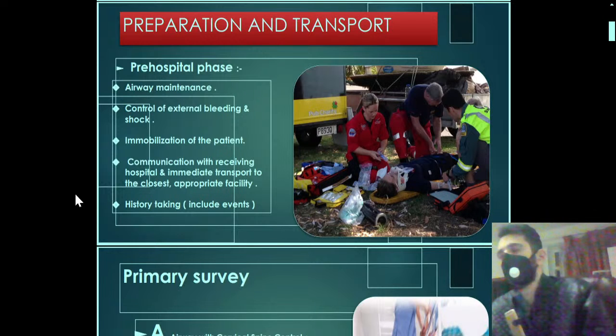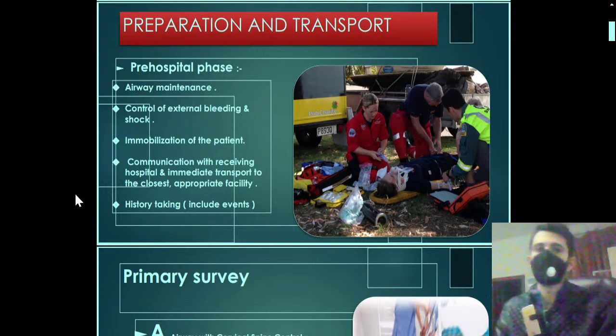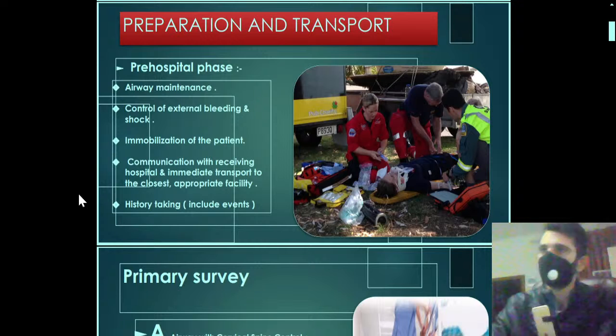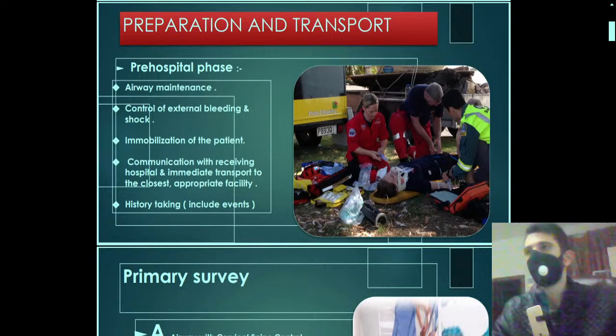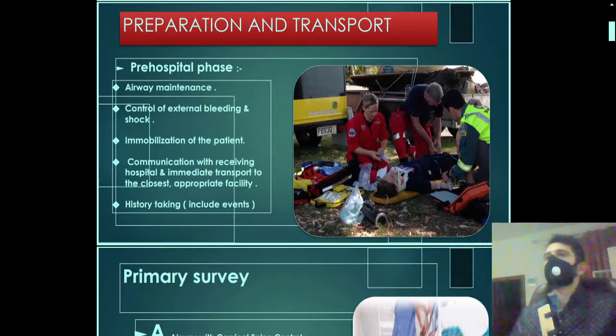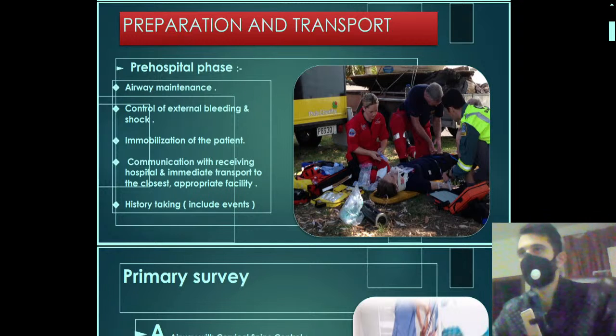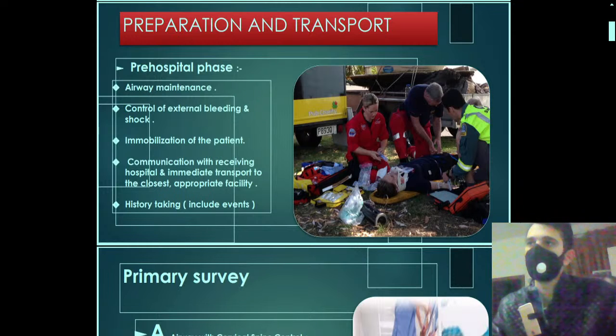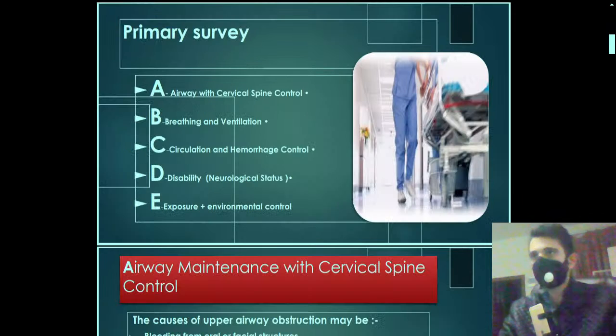Anyway, preparation and transport we have here. Then after preparation and transport, we have the pre-hospital phase. That includes airway maintenance, control of external bleeding and shock, immobilization of the patient, communication with the receiving hospital, and immediate transport to the closest appropriate facility. Also, the history taken, which includes the event that has taken place.